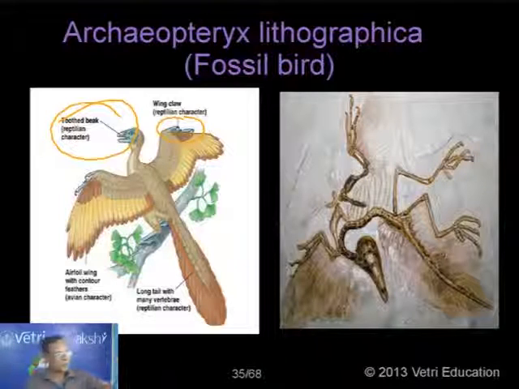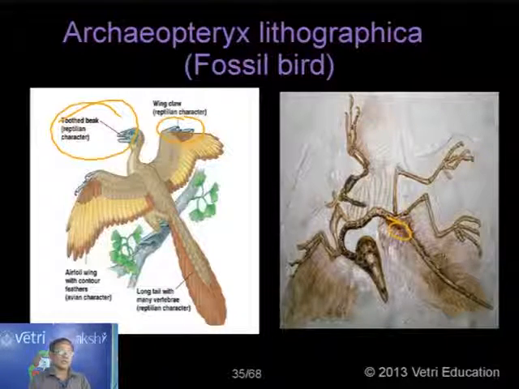Now this is the specimen which we obtain as a fossil, and it is now preserved and stored. You can see the claws on the wings. Here we have the claws. So presence of teeth and presence of claws are considered the reptilian characters.